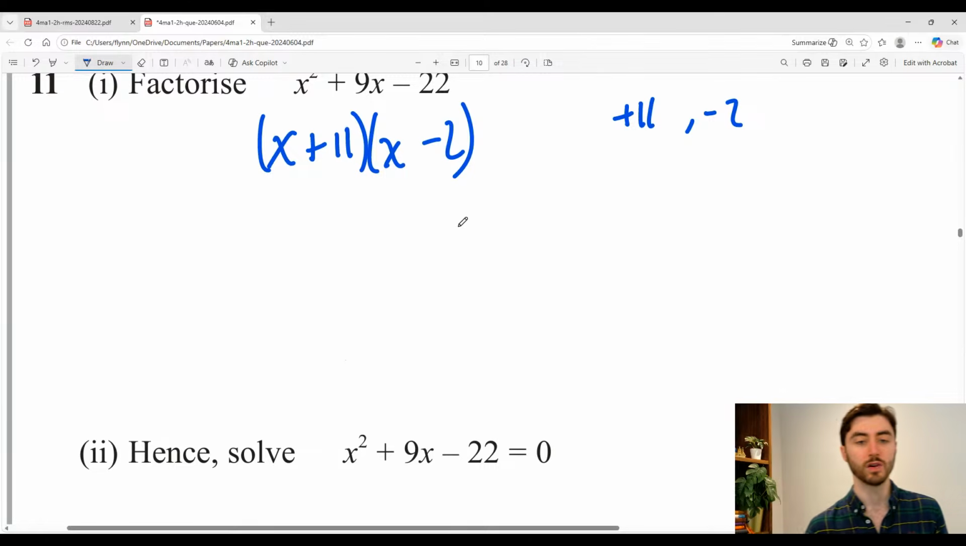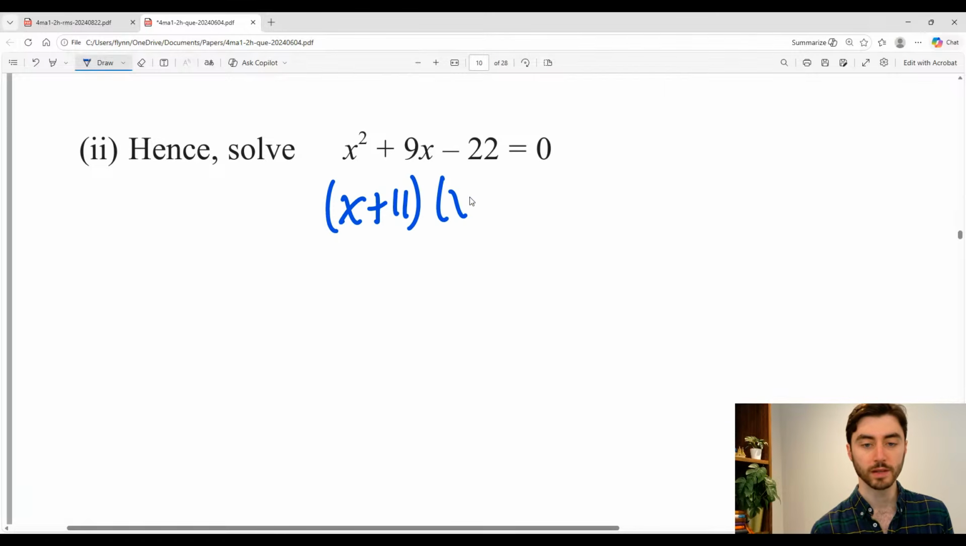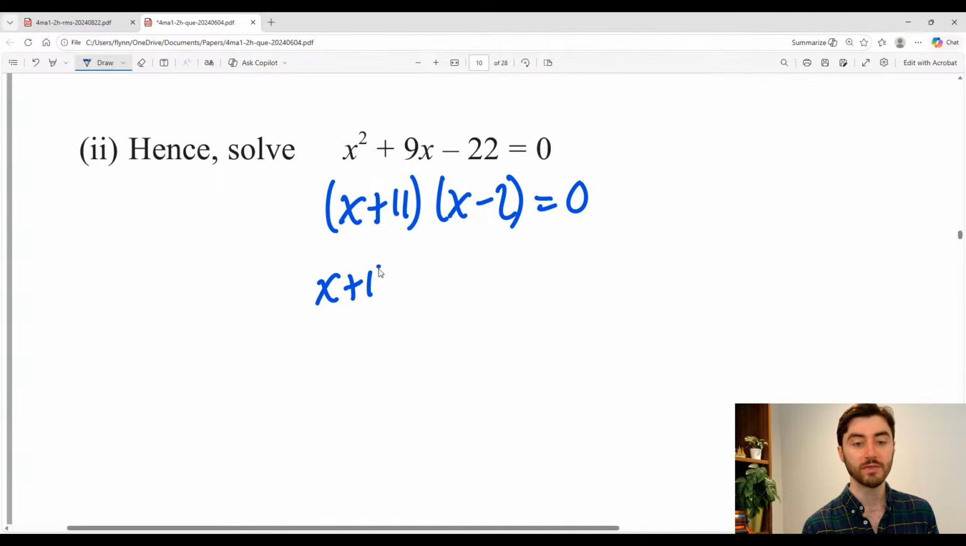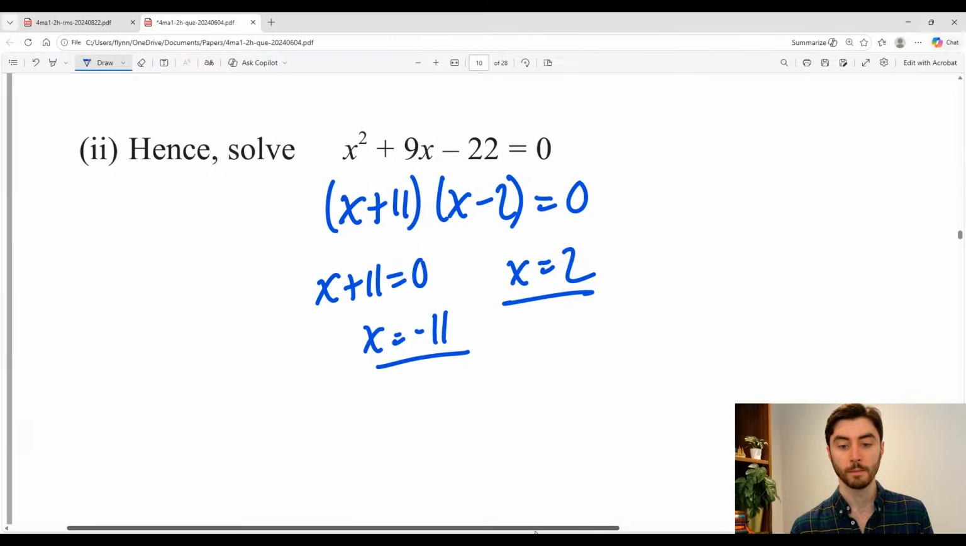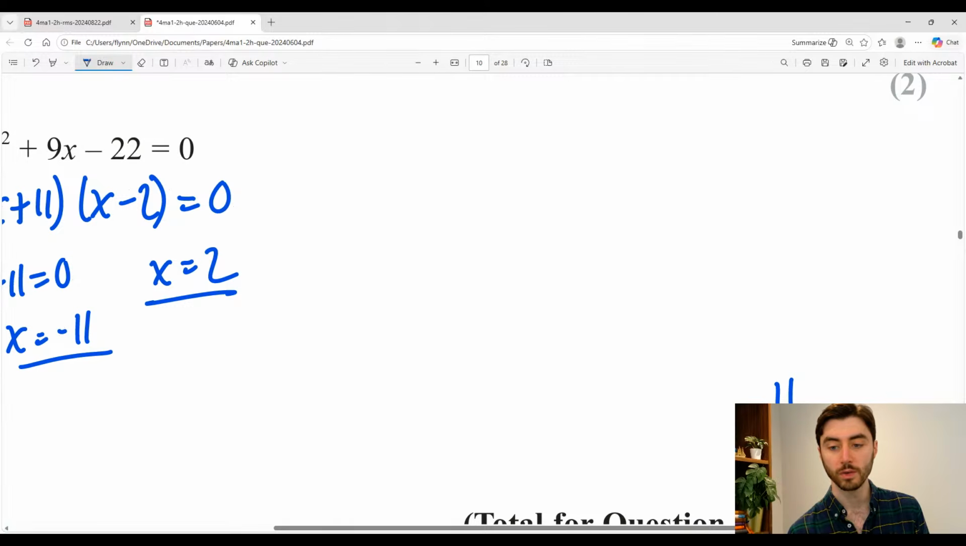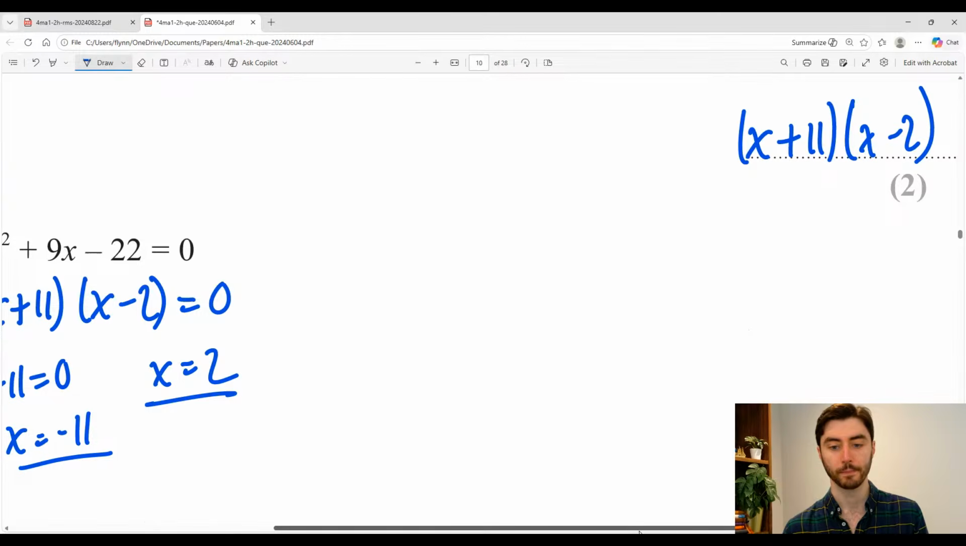So then here, hence solve that thing equaling 0. Well, we have x plus 11, x minus 2 equaling 0. Now, how can you have two things multiply together and get 0 as an answer? Only if one of those things is equal to 0. So we either have x plus 11 equaling 0, which means that x is equal to minus 11, or x is equal to 2. And so those are your two answers. So here, x is equal to minus 11 or 2. And here, I don't think I put that on the answer line, that it was x plus 11, x minus 2. Okay.